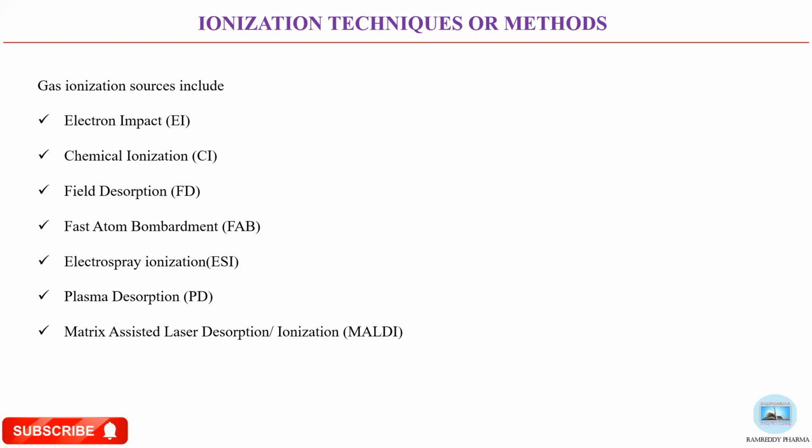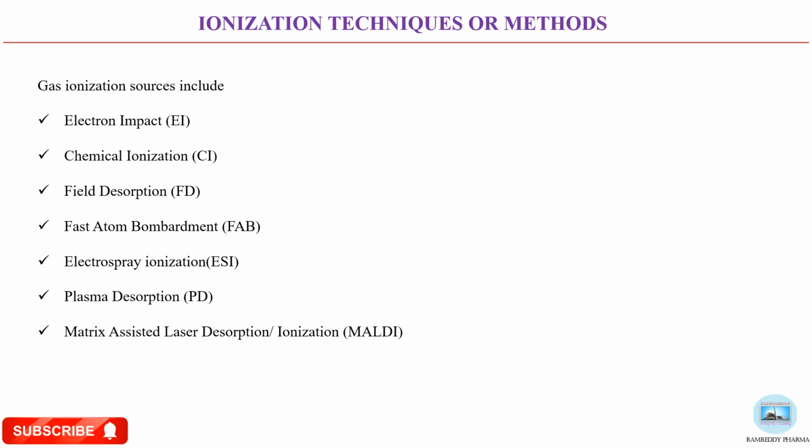In the last video, we discussed the principle and basic instrumentation of mass spectrometry. In the basic instrumentation, there are a few important topics, that is, ionization techniques and mass analyzers. Today, we are going to discuss the ionization techniques or ionization methods. The main aim of the ionization method is to convert the gaseous molecule to molecular ions. The ionization of the molecule happens in the ionization source.